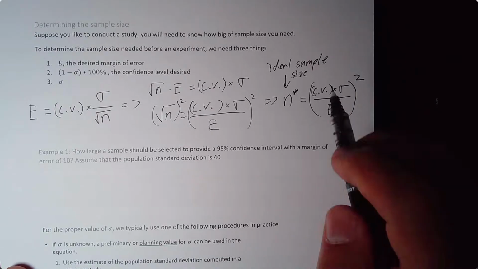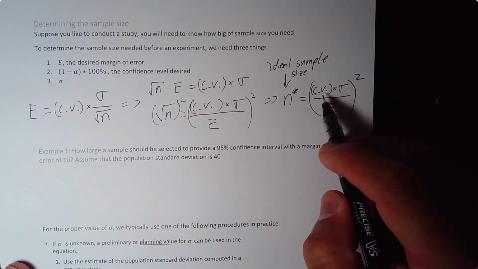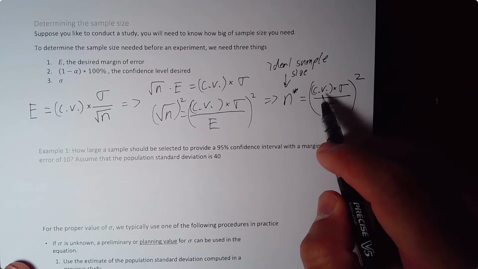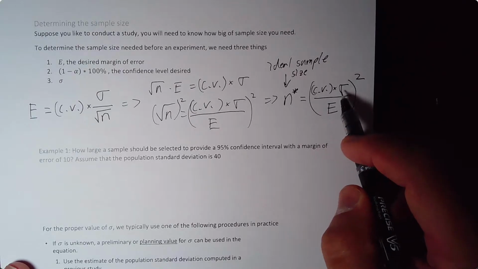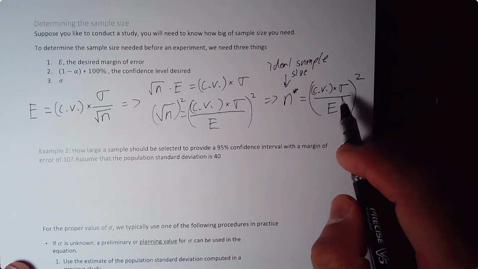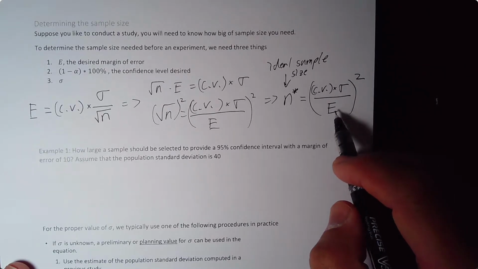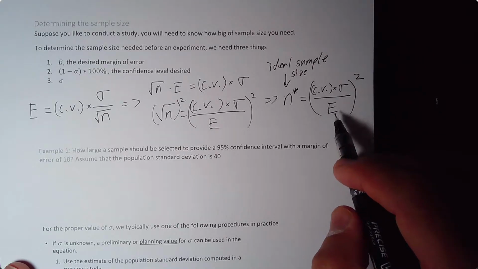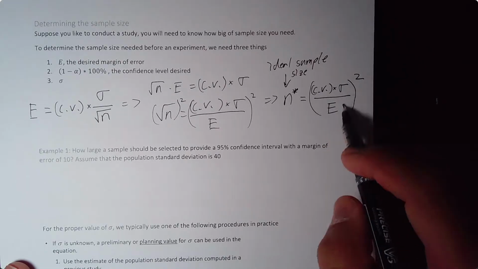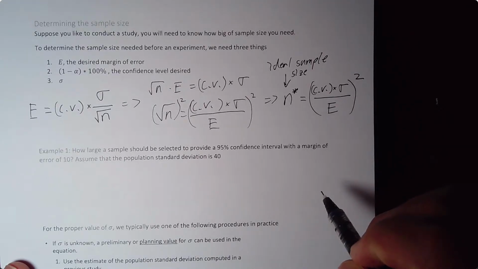We get the critical value from the confidence level that we desire, so this is a choice. Sigma is going to be difficult, because we don't know what sigma is, but we have to pick one. We have to assume one. And then the margin of error is the margin of error that we desire, the maximum that we are allowed. Once you have these three, this formula will give us the minimum sample size that we need.